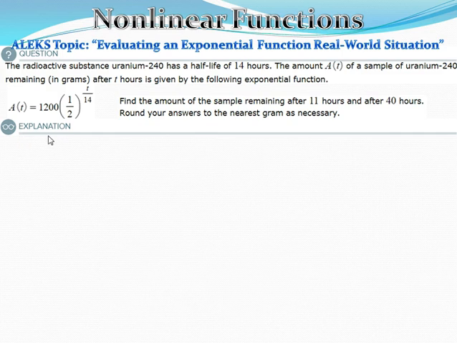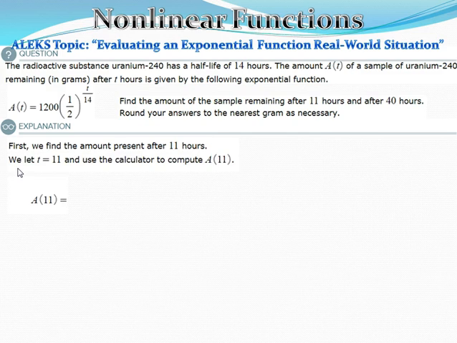Okay, let's go over an explanation of how we can solve this problem. First, we find the amount present after 11 hours. To do this, we let t equal 11 and use a calculator to compute what A of 11 is. To figure out what A of 11 is, all that we're doing is just plugging 11 in for t in the equation above.